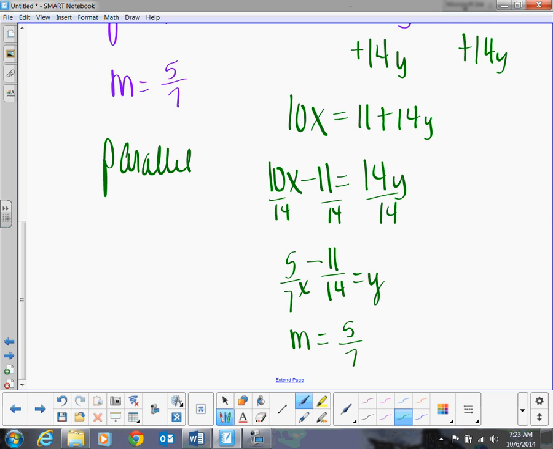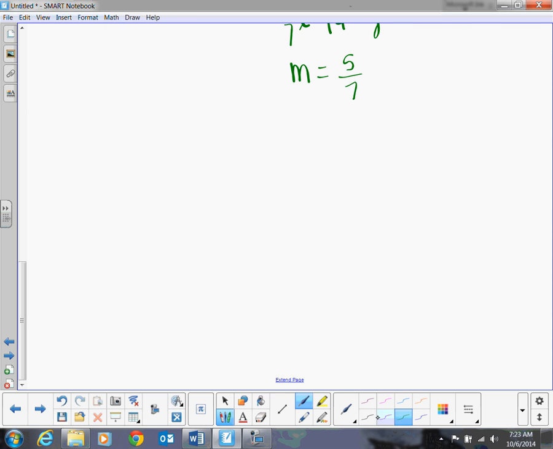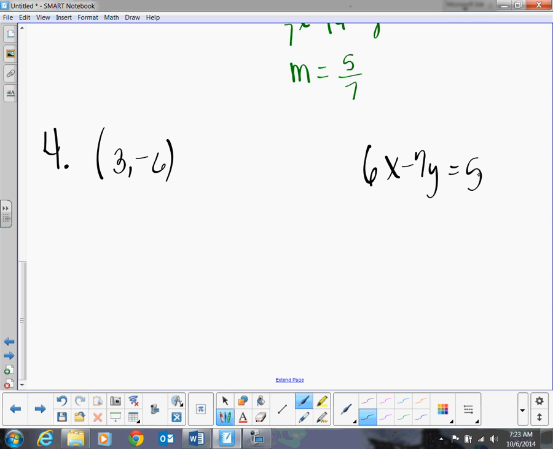Next. Brittany? So number 4 is writing the equation of a line. What 2 things do you need to write the equation of a line? 2 things. Point and slope. All right, they gave us a point. What did they not give us? They did not give us slope. However, not only did they not give us slope, but they also want perpendicular slope. So what do I do to this equation to find slope?